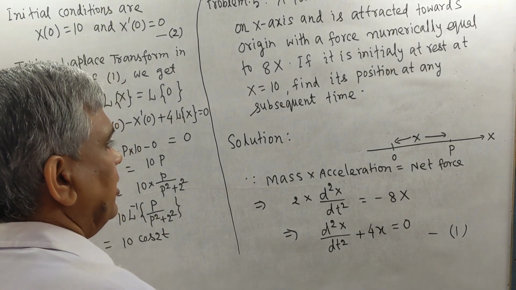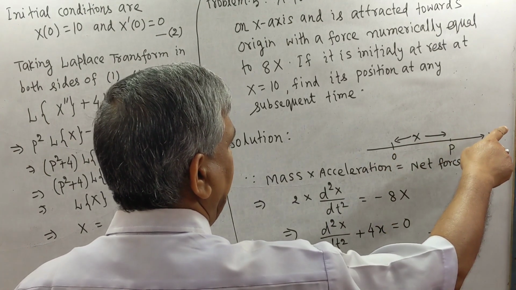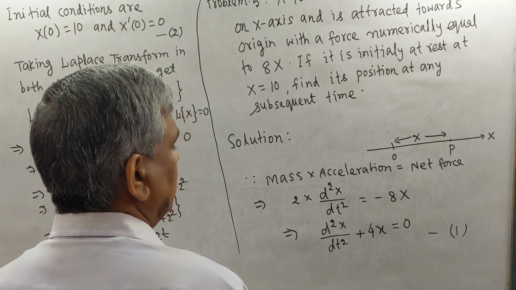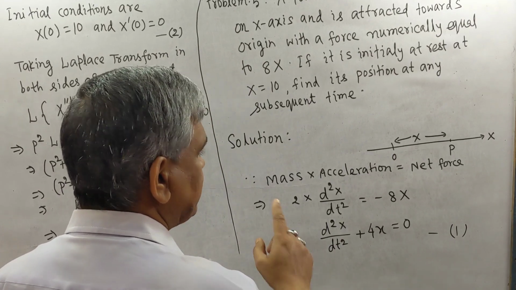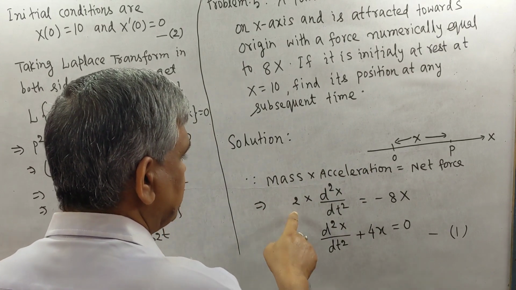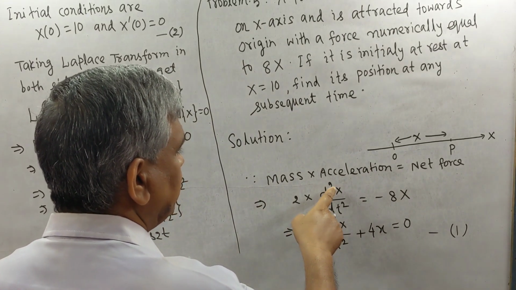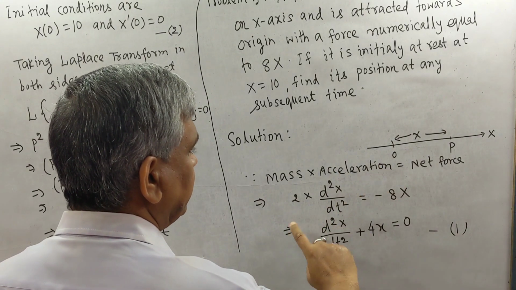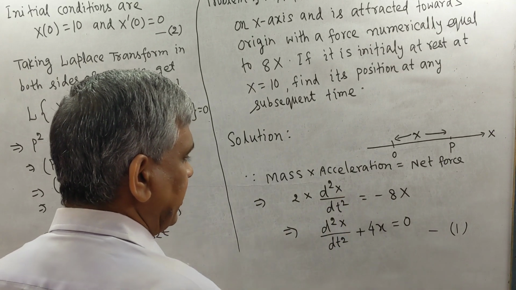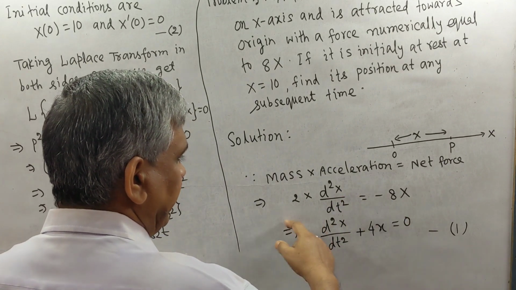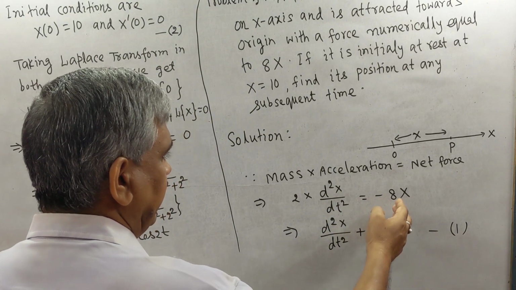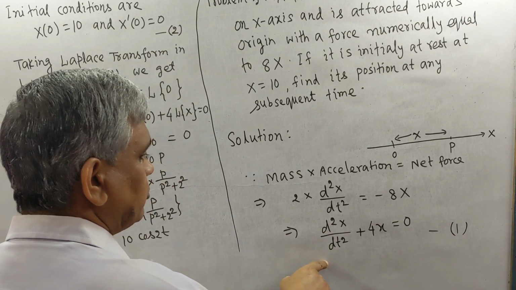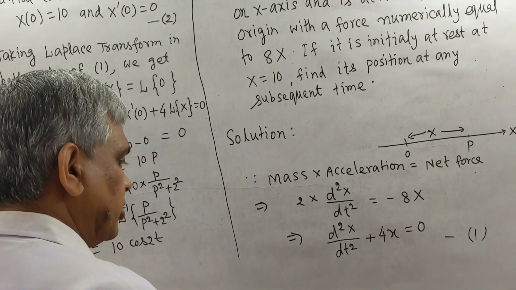Since the displacement and force both are in opposite directions, and force equals mass into acceleration, here mass is 2 and acceleration is d2x by dt square and force is 8x. Since both are in opposite direction, we use a negative sign. Dividing by 2 in both sides and taking the right side to the left side, we get d2x by dt square plus 4x equal to 0. This is equation number 1.